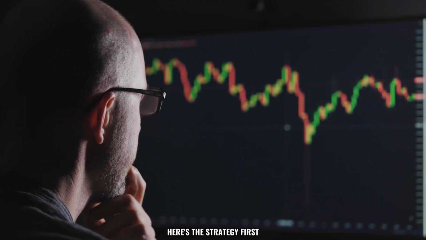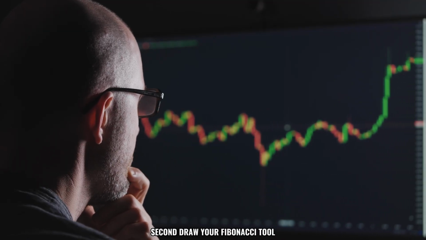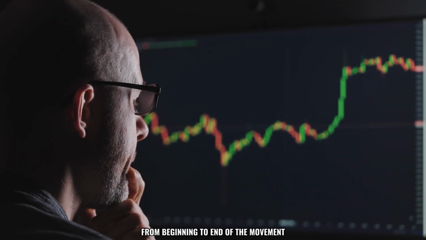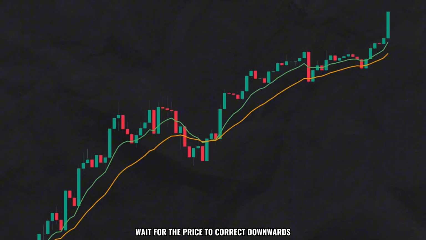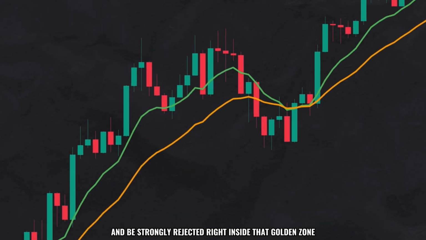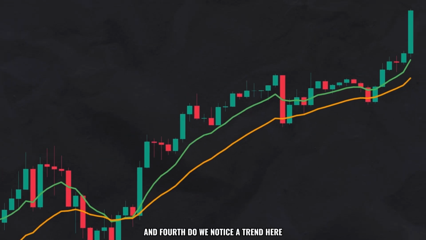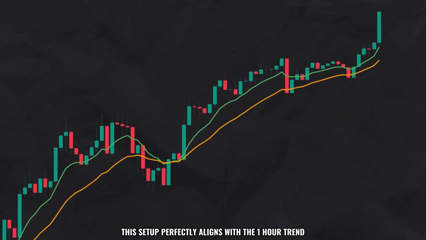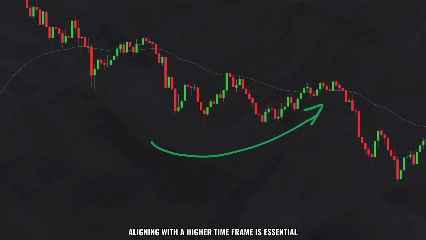Here's the strategy. First, identify that strong breakout candle. Second, draw your Fibonacci tool from beginning to end of the movement. Third, you patiently wait. Wait for the price to correct downwards and be strongly rejected right inside that golden zone. And fourth, do we notice a trend here? You confirm that this setup perfectly aligns with the 1-hour trend. Aligning with a higher time frame is essential.